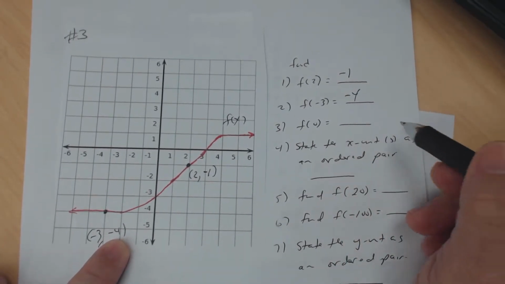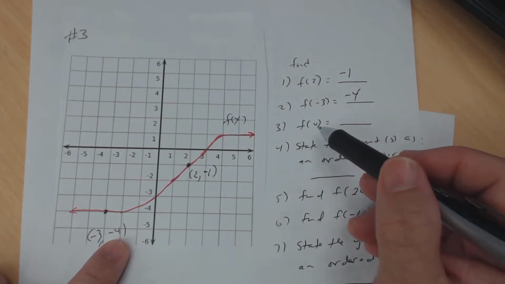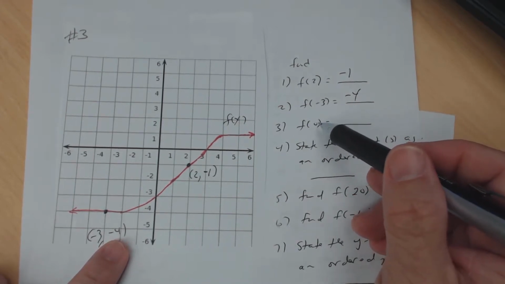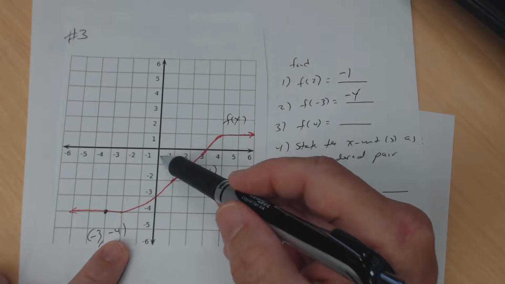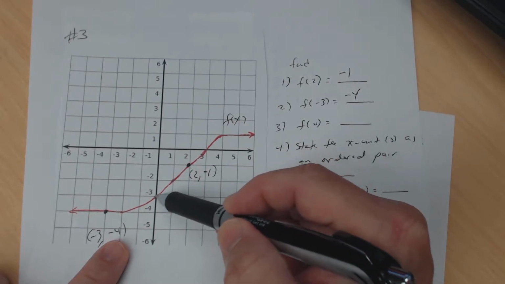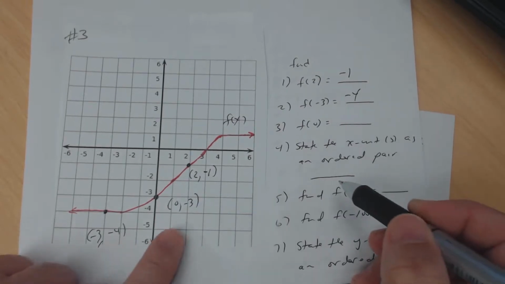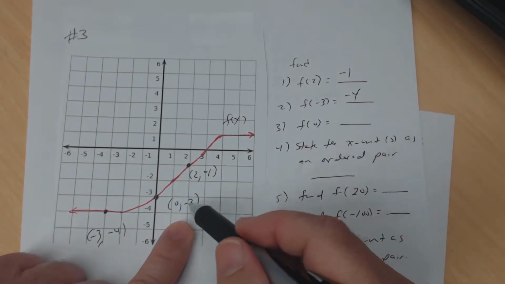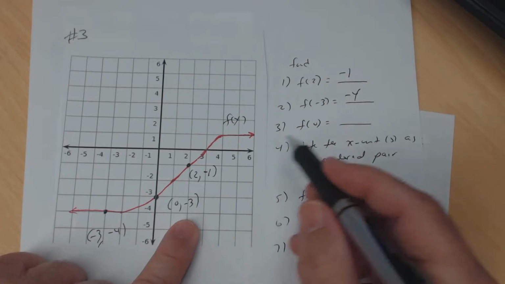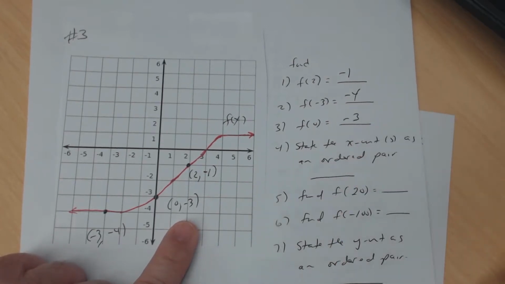That's what goes here. F of 0, remember f of 0 means what's the y value when x equals 0? Here's where x is 0. Look at the point. That's that point right here. And so that point represents 0, negative 3. So when x is 0, the question is what's that y value? Well, the y value is negative 3.